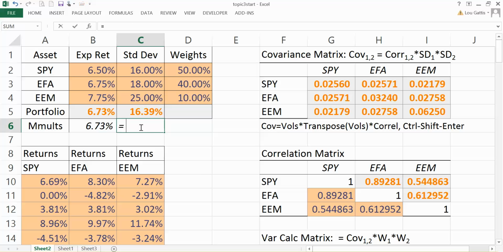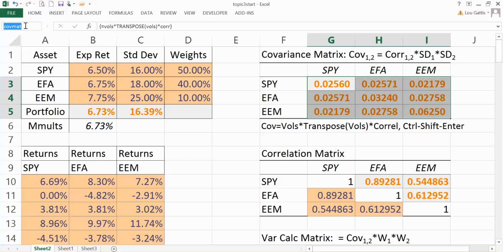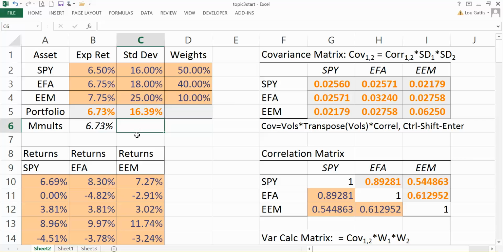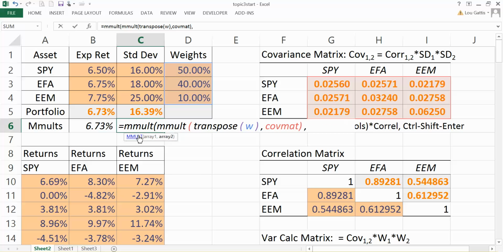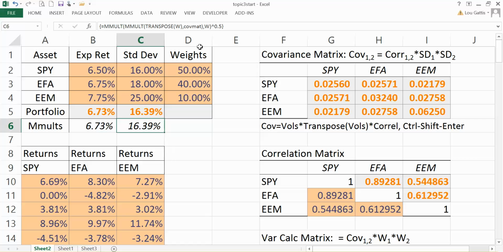So we can write that. We can say equals MMULT. Well, actually, let me do a named range first. Let's call this covariance matrix S. I'm sorry. It's already called CoVarMat, so I guess we'll just use that. So we'd say equals MMULT transpose W, that's my weights, CoVarMat, W again. And that's another way of calculating the portfolio standard deviation. Simply calculate a covariance matrix and do MMULT transpose W covariance matrix W to the 1/2 power.